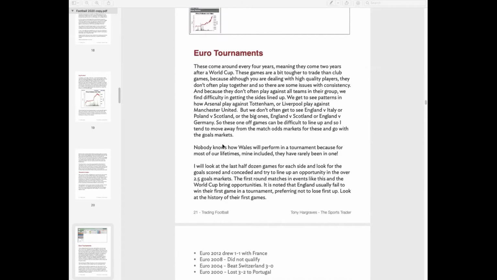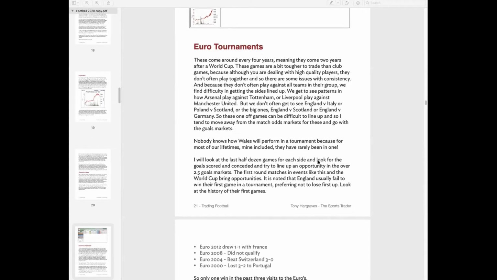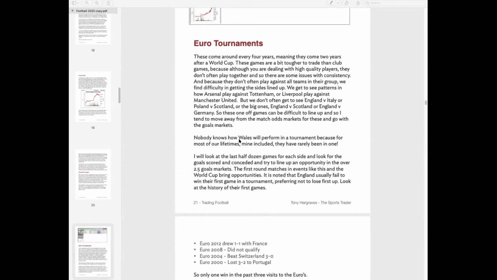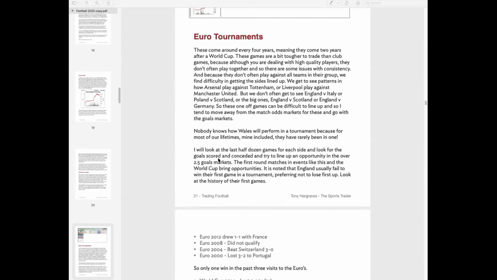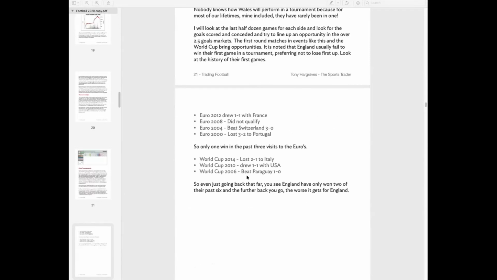I was a bit harsh on Wales in the book. I said nobody knows how Wales will perform in a tournament because for most of our lifetimes, mine included, they've rarely been in one. That was a bit harsh. I should probably swap that out and put Scotland now, shouldn't I? Because Wales are doing okay. So I guess for the way I look at it, you can look at the half dozen games for each side, look for the goals scored and conceded to try and line up an opportunity.